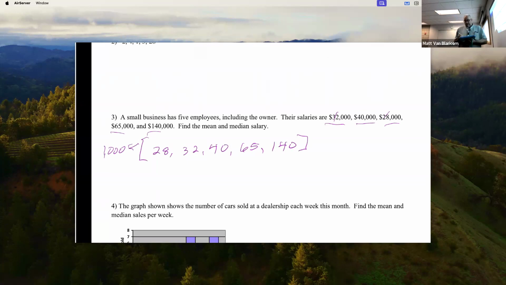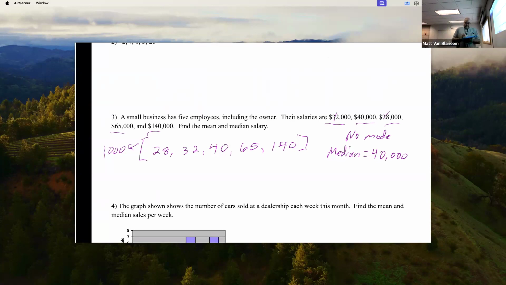So now let's see here. I want to find the mean, median, and mode. There is no mode. All right. The median, there are 1, 2, 3, 4, 5 items. So I say, okay, 5 divided by 2 is equal to 2.5. Therefore, the third item right there, 40,000. So our median is 40,000.